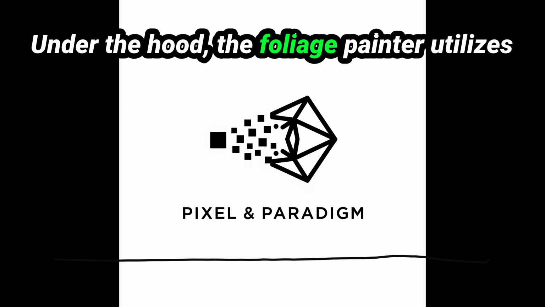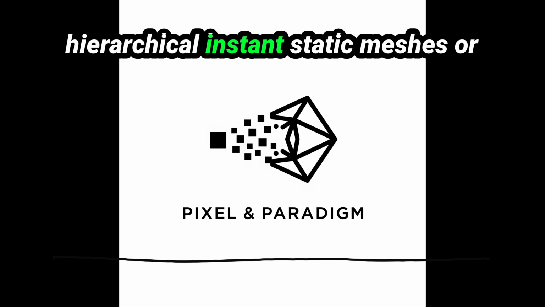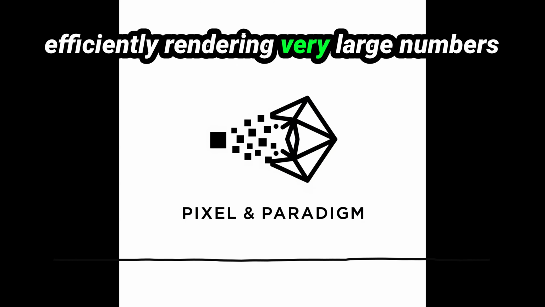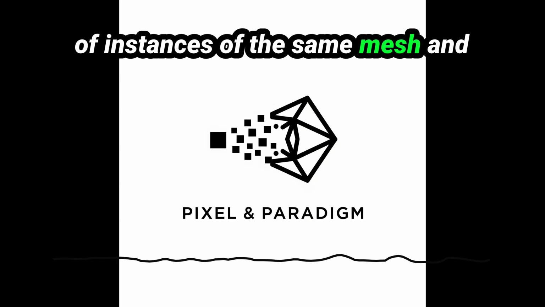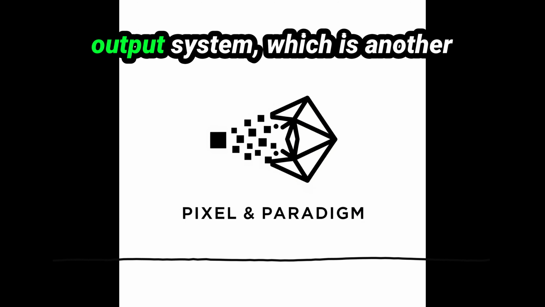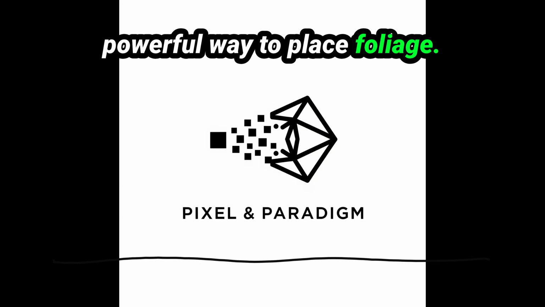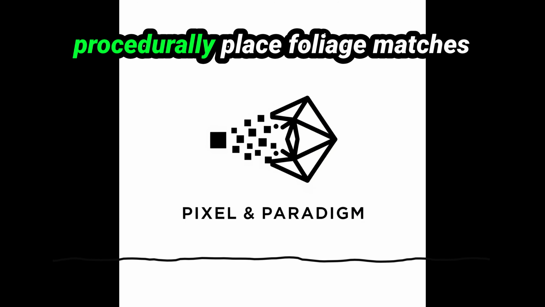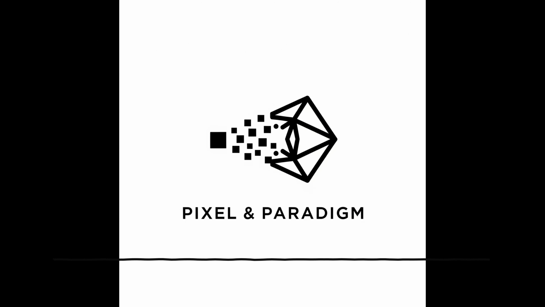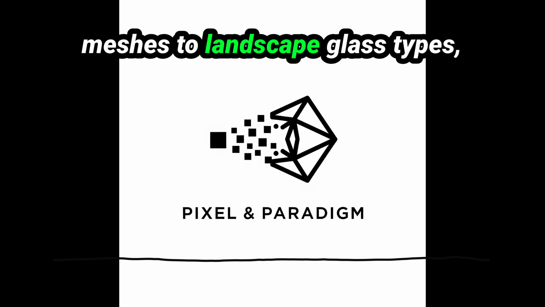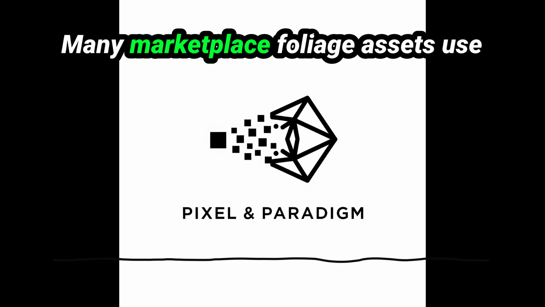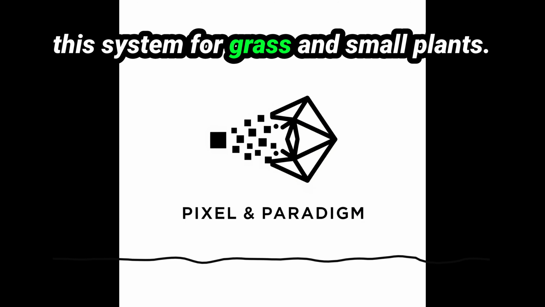Under the hood, the Foliage Painter utilizes hierarchical instance static meshes, or HISMs, which are specifically designed for efficiently rendering very large numbers of instances of the same mesh, and they are fully compatible with Nanite. You can also use the landscape grass output system, which is another powerful way to place foliage. This method allows you to procedurally place foliage meshes directly tied to the materials applied to your landscape terrain. You assign your Nanite foliage meshes to landscape grass types, which are then configured within your landscape material layers. Many marketplace foliage assets use this system for grass and small plants.